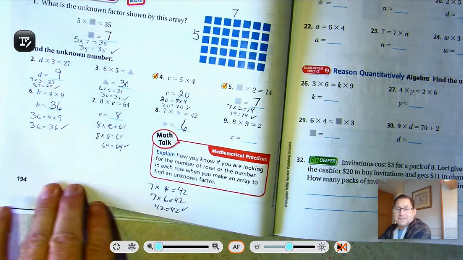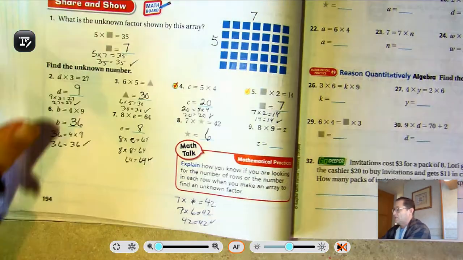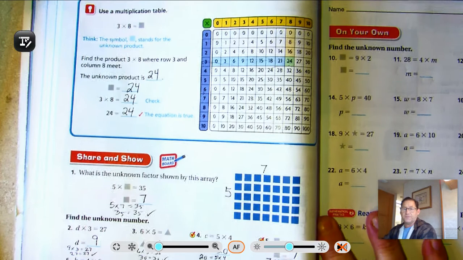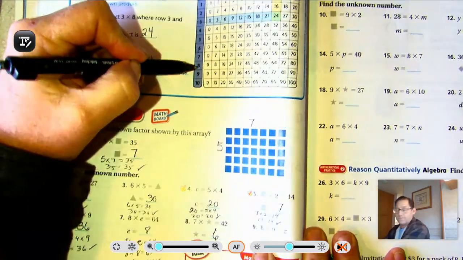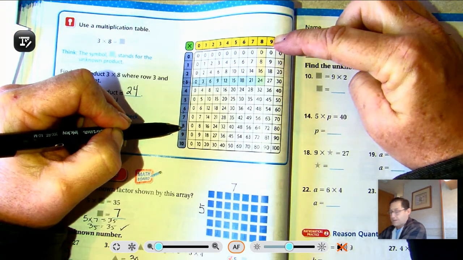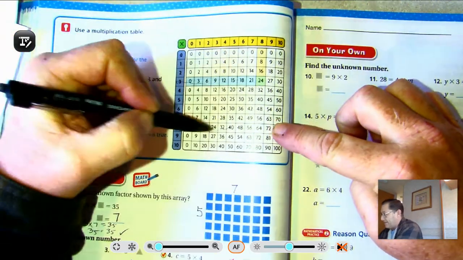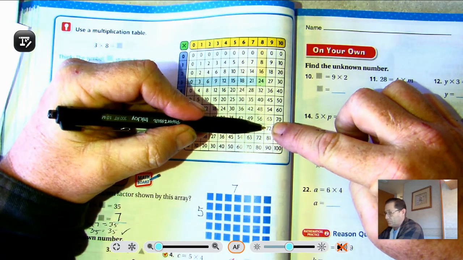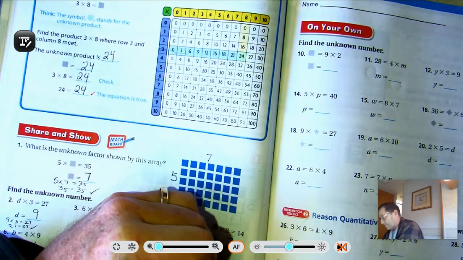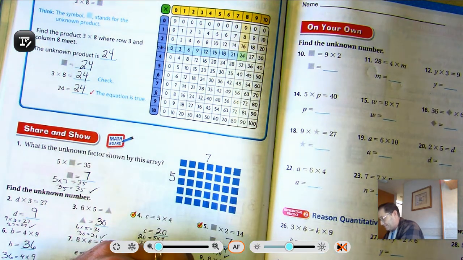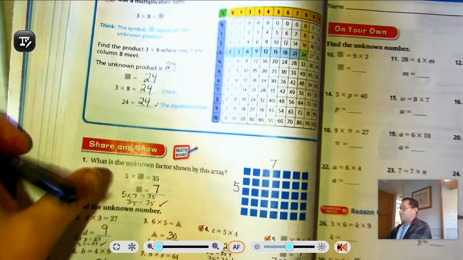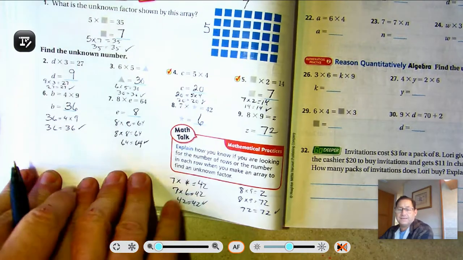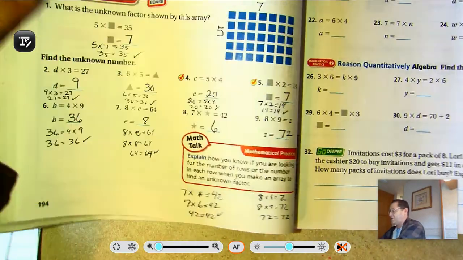All right, 8 times 9. So if we were using the multiplication table for this, we'd find 8 rows. We'd go down to the 8th row. We'd find the 9th column, and we would see where they meet. And they meet at 72. So 8 times 9 equals 72. And they check each other.